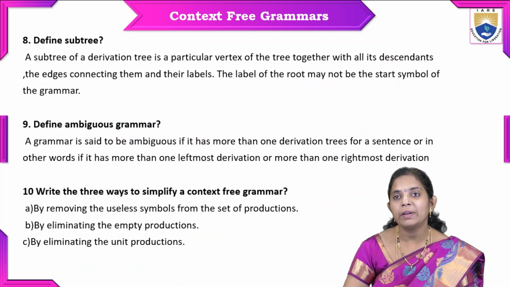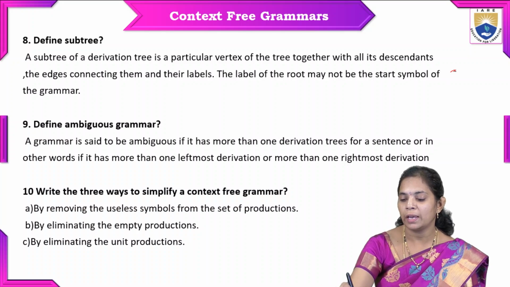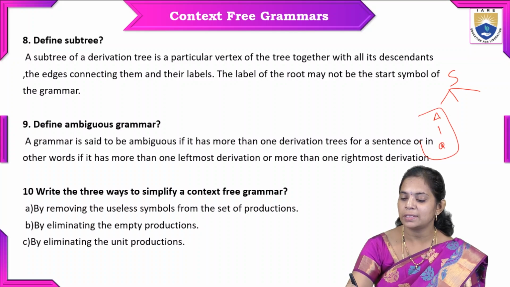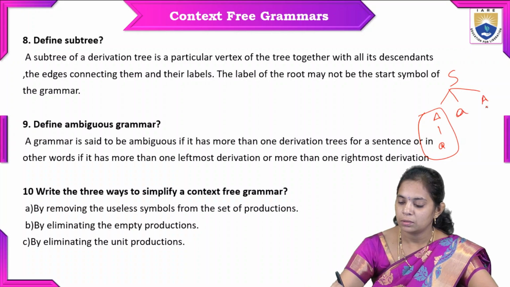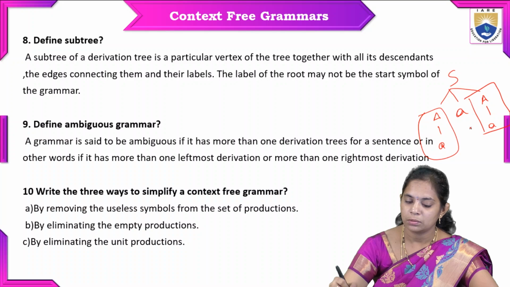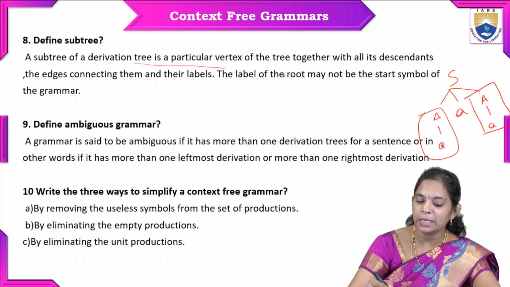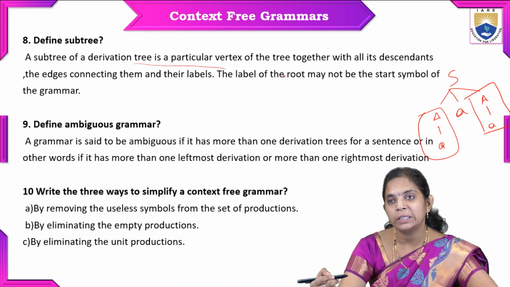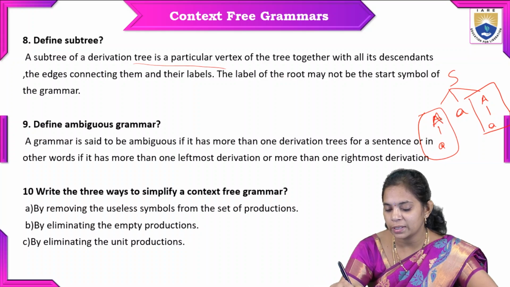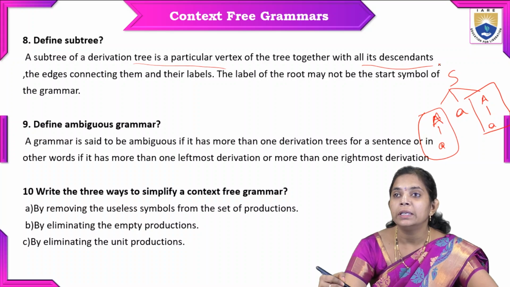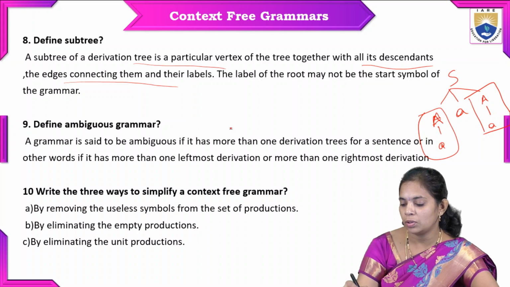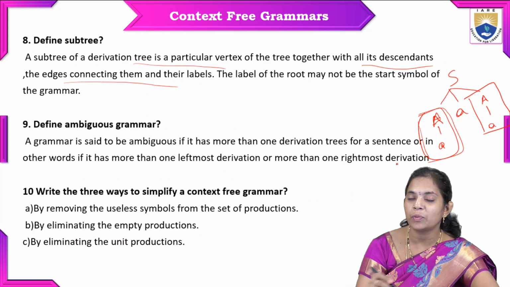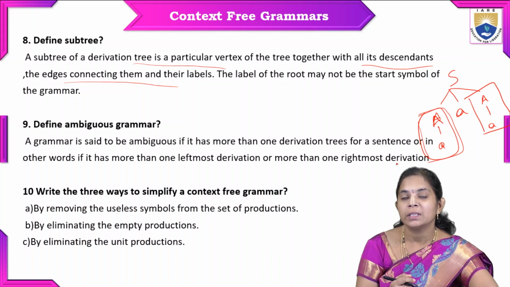And next, define a subtree. If we have the string like this, here A tends to E. So this is the subtree. A subtree is a derivation tree, a partial vertex of the tree, together with all the descendant edges, the edges connecting them, and their labels. So these are all the subtrees of the parse tree.